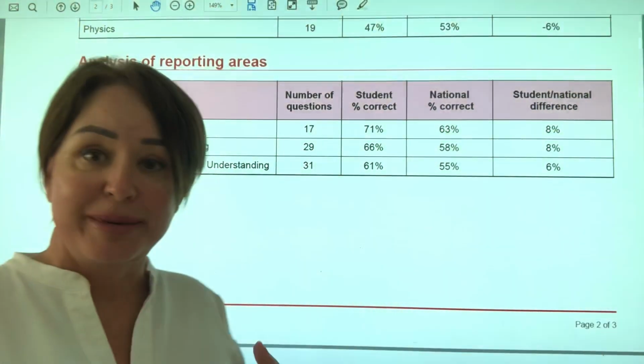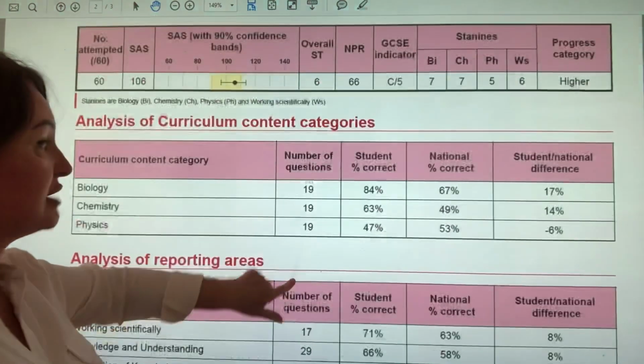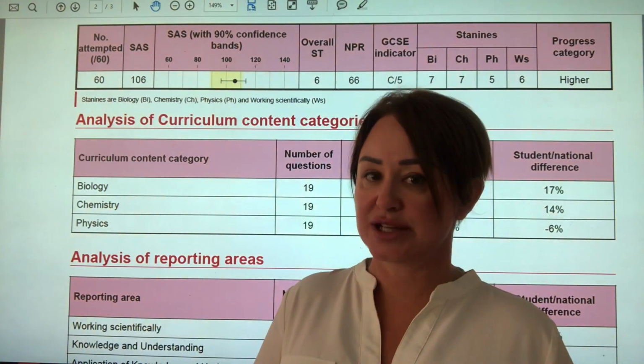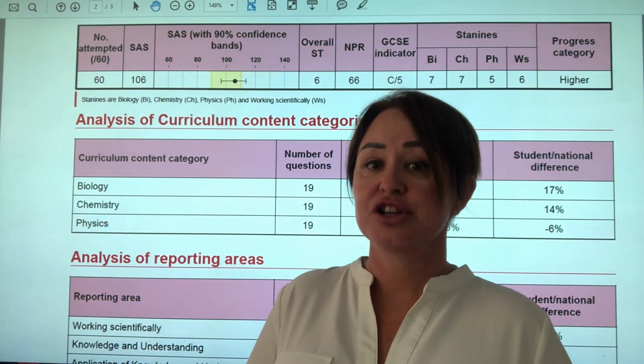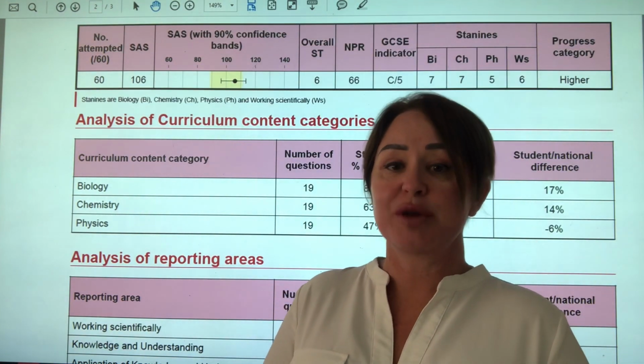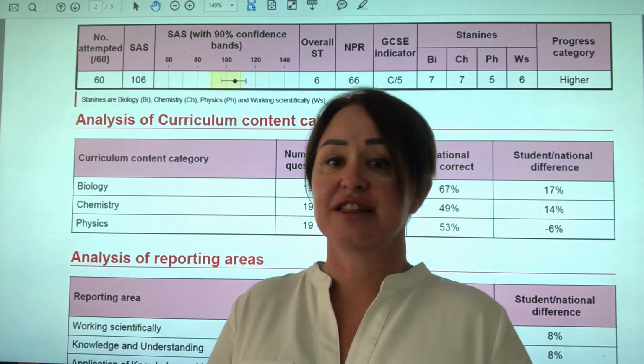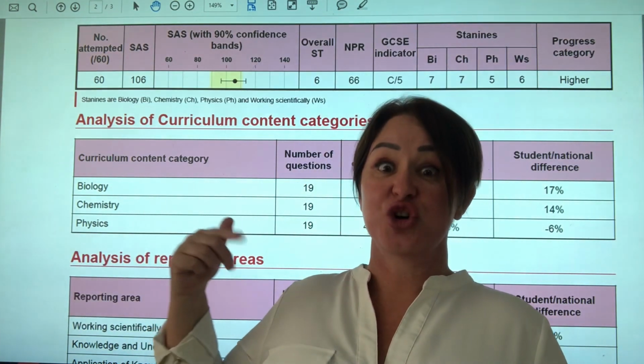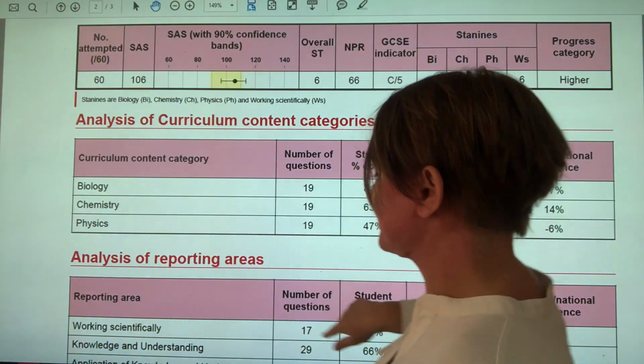So some of you might be thinking, well, 19 times 3 doesn't add up to 60, and there were 60 questions, where are the other 3? So some of those will have been working scientifically questions that don't necessarily fit into either of the biology, physics or chemistry categories.